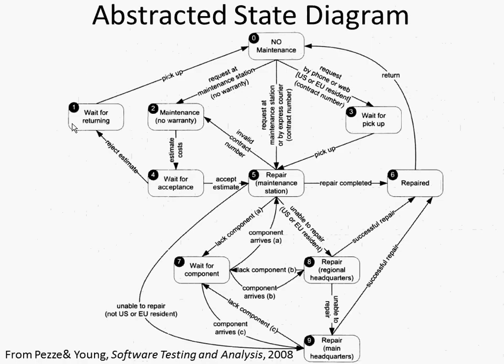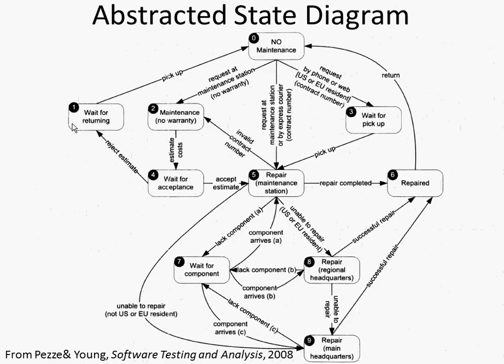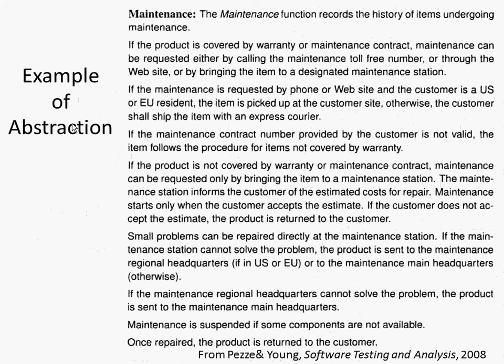Suffice it to say that if we have a specification of a system in longhand, we can typically render it into a state diagram like this. So, for example, here we have a longhand specification that specifies the flow of products when they need to be sent in for repair.